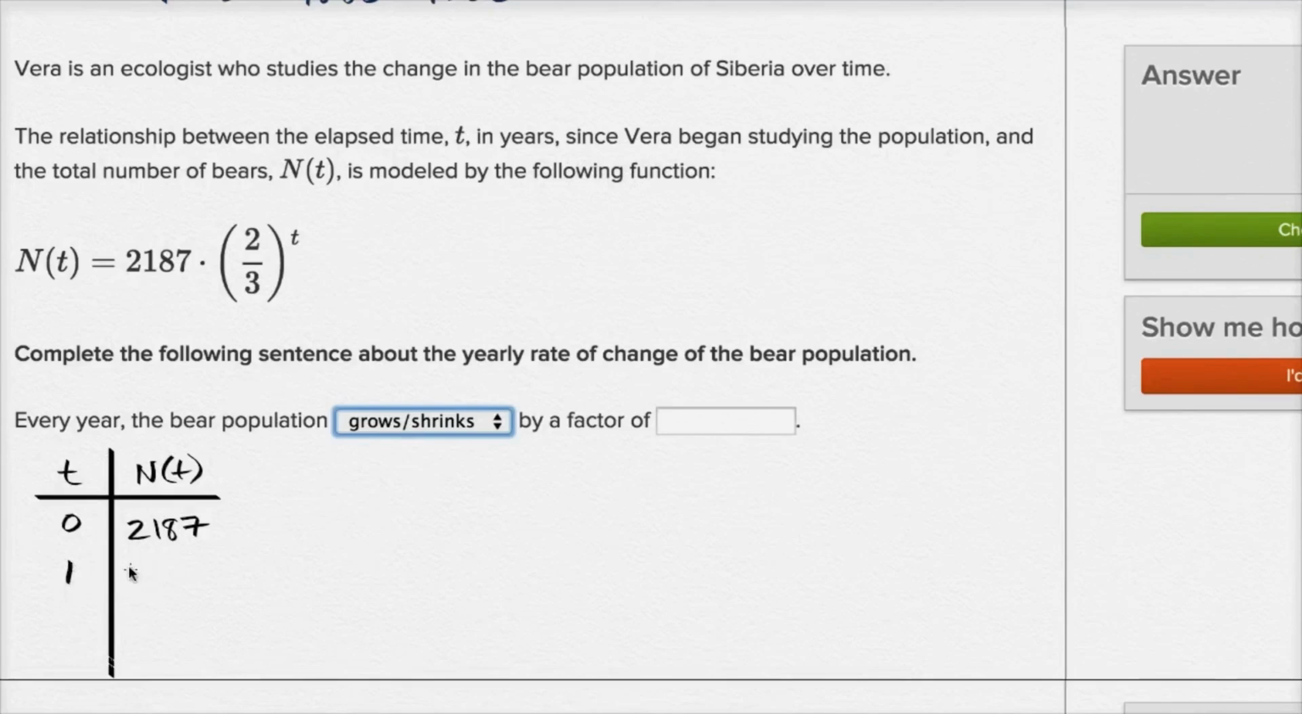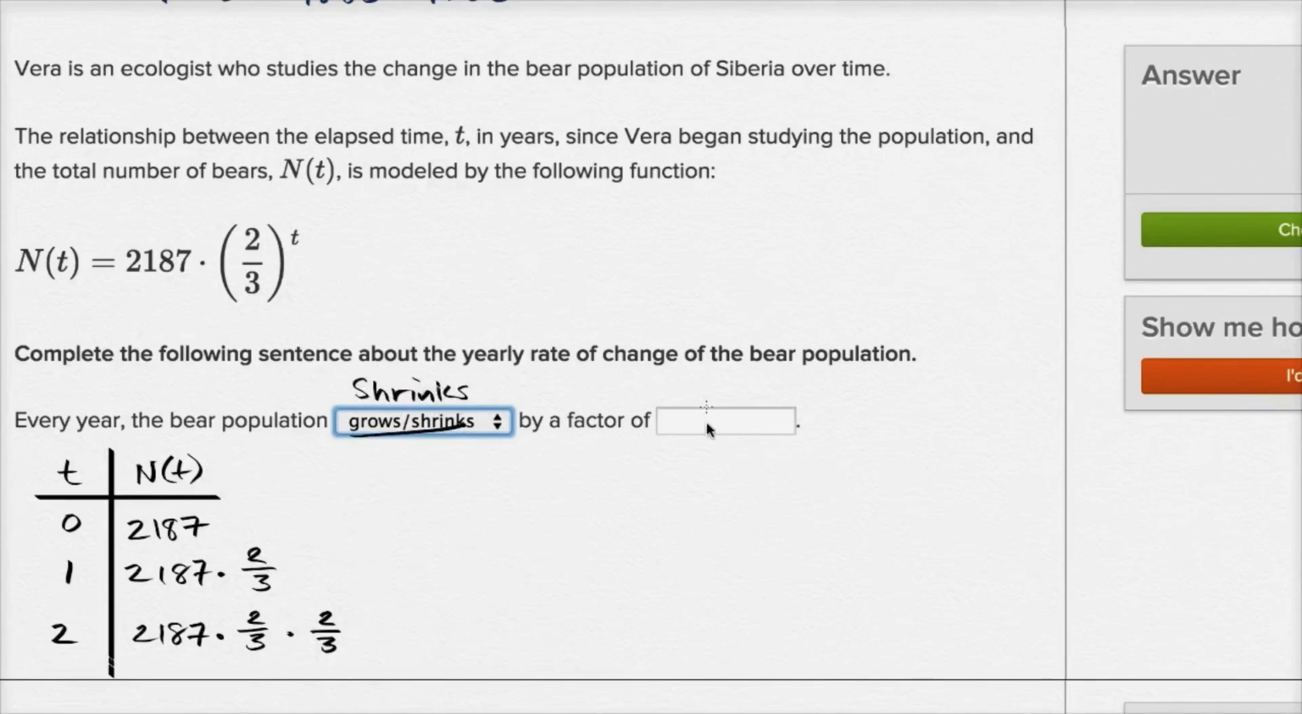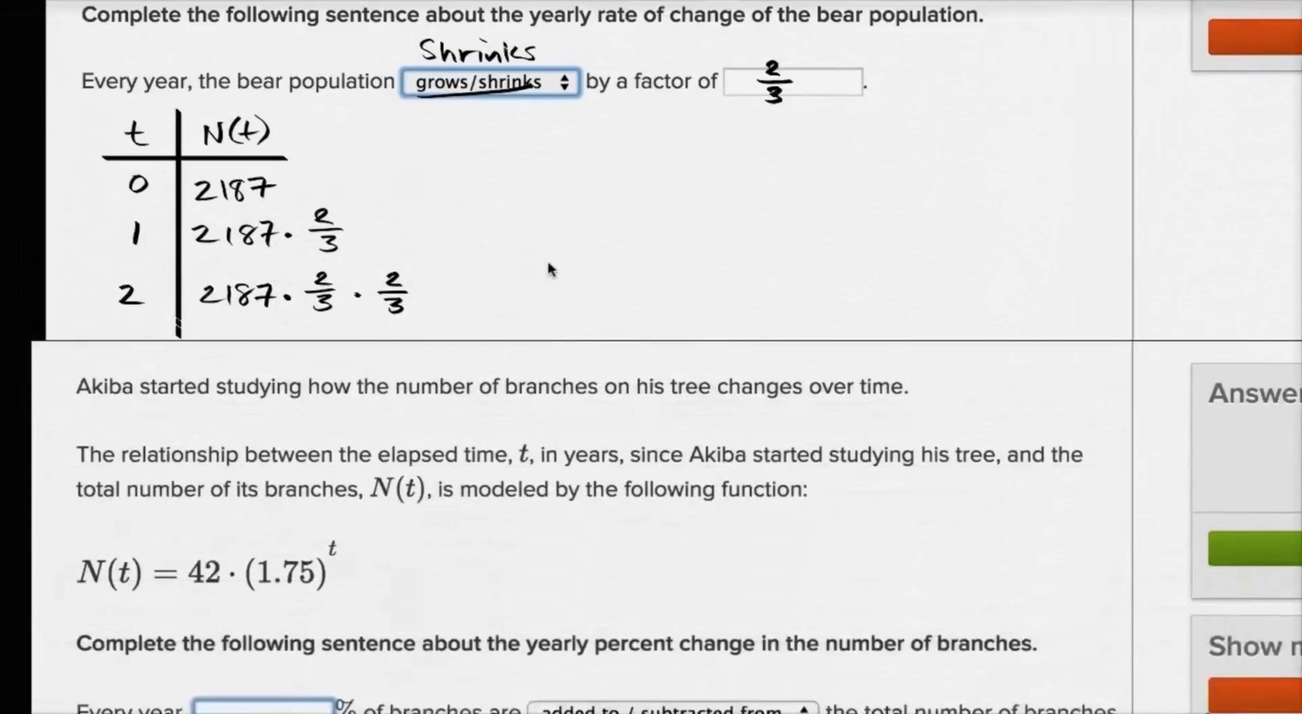The first year is going to be 2,187 times 2/3 to the first power, so times 2/3. The second year is going to be 2,187 times 2/3 to the second power, so that's just 2/3 times 2/3. So each successive year, you're going to have 2/3 of the bear population of the year before. You're multiplying the year before by 2/3. So every year the bear population shrinks by a factor of 2/3.